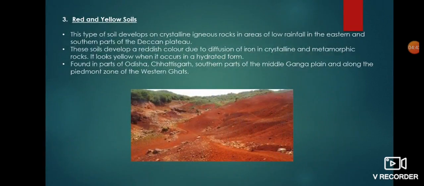Our next soil is red and yellow soil. This type of soil develops on crystalline igneous rocks in areas of low rainfall in the eastern and southern parts of the Deccan Plateau. These soils develop a reddish color due to diffusion of iron in crystalline and metamorphic rocks. It looks yellow when it occurs in a hydrated form. These soils are found in Odisha, Chhattisgarh, the southern part of the Middle Ganga plains, and along the Piedmont zone of the Western Ghats.